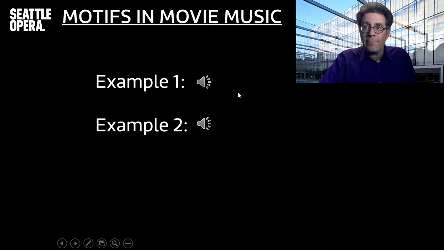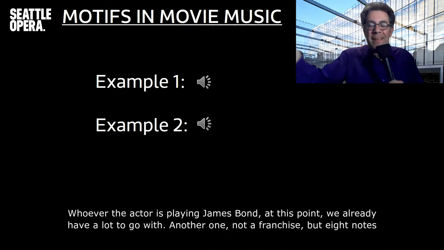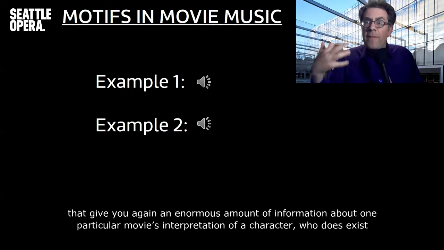Right, only four notes. You heard it twice right there, and you already know what kind of movie we're in, what the character is like, whoever the actor is playing James Bond at this point, we already have a lot to go with. Another one, not a franchise, but eight notes that give you again an enormous amount of information about one particular movie's interpretation of a character who does exist beyond that particular movie.